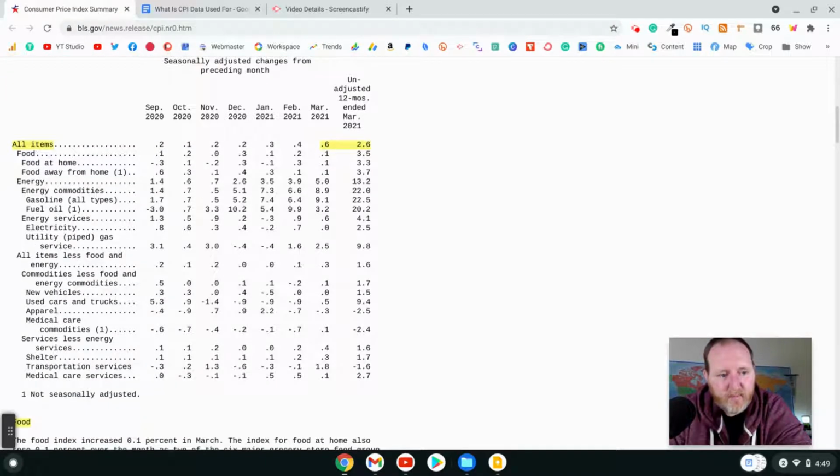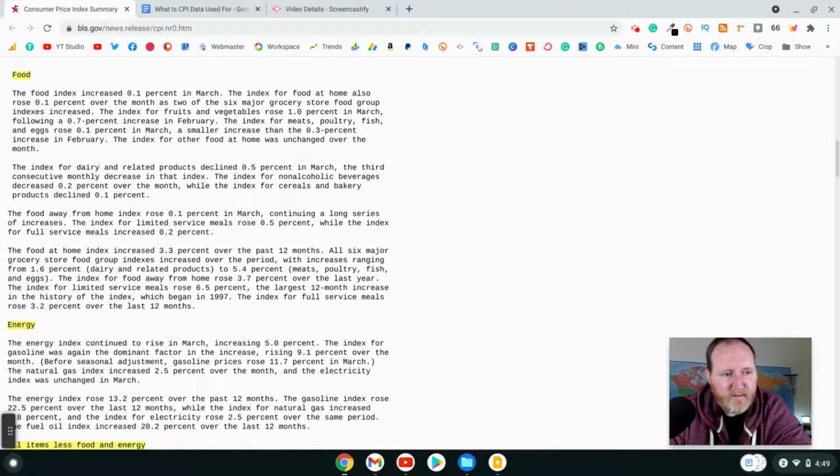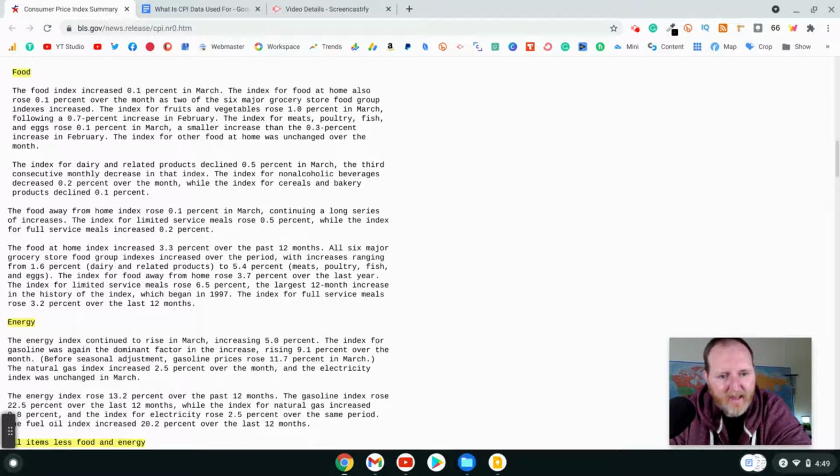Now, next in this report, they show all your data points instead of in word form. It's just listing everything out here with their individual percentages and the last 6 months individually. So you see the very top that I have highlighted. It's all items for March 2021. It rose 0.6%, and on an annualized rate, that was 2.6%. And then it goes down and it breaks everything out by category, like food, energy, and then it dives in a little deeper if you want to understand those individual categories that they have.